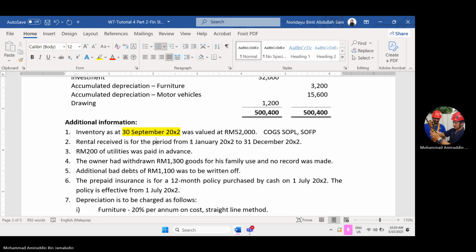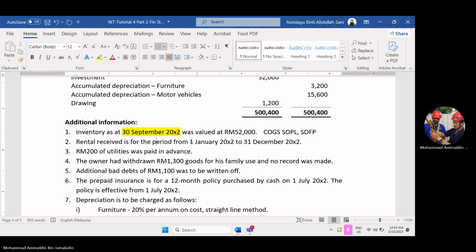rental received in advance. Or you can call it prepaid rental received, or unearned rental received. What is this? This is your liability, right? You're not supposed to receive it yet. It's going to be your liability. You're not supposed to earn it yet.